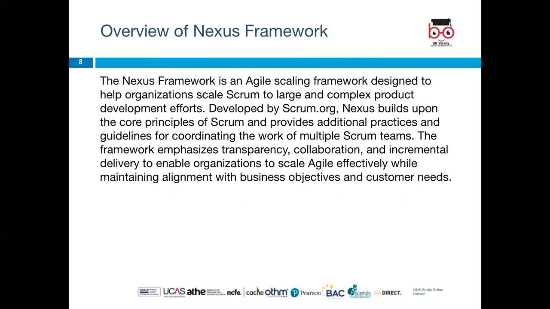The next one, which is Nexus. So we have Nexus. What is Nexus? The Nexus framework is an agile scaling framework designed to help organizations scale Scrum to large and complex product development efforts. So Nexus was developed by Scrum.org.